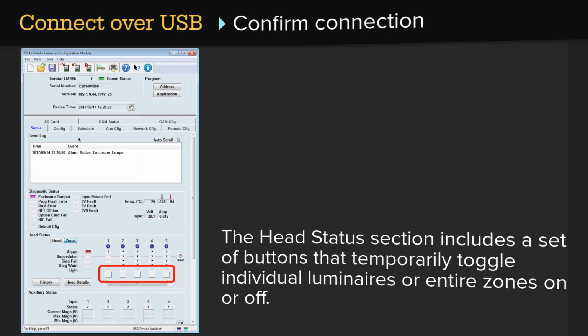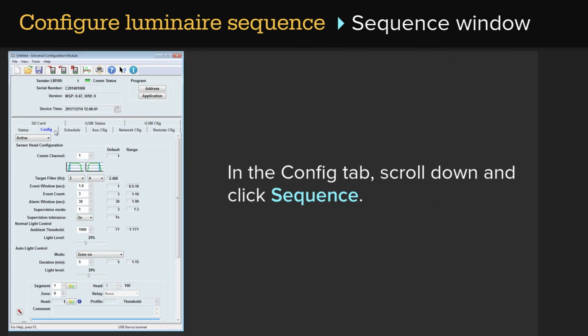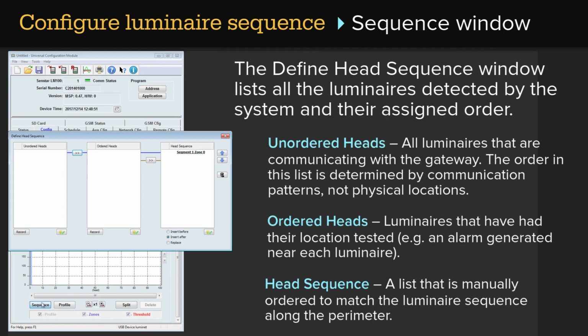After installing the luminaires, you need to configure their sequence. The luminaires communicate over a wireless link, so you need to inform the system of their physical order along the perimeter. In the Config tab, scroll down and click Sequence. The Define Head Sequence window lists all of the luminaires detected by the system and their assigned order.